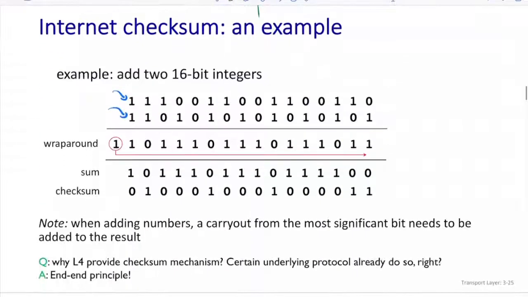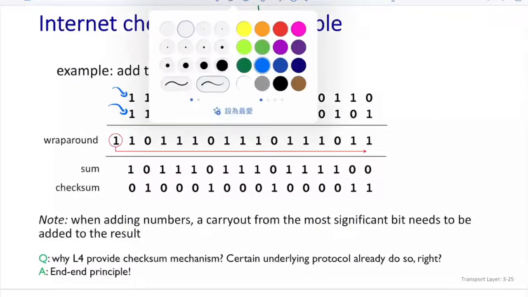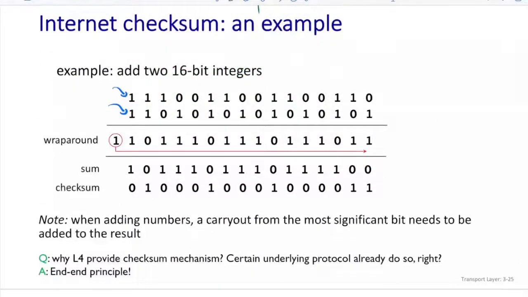Okay, so I believe you know how to add two integers bitwise. So 0 and 1, the answer is 1. 1 and 0, the answer is 1. 1 and 1, the answer is 0, and the carry is 1. So 1, 0, 0, and the result is 1, and so on and so forth.